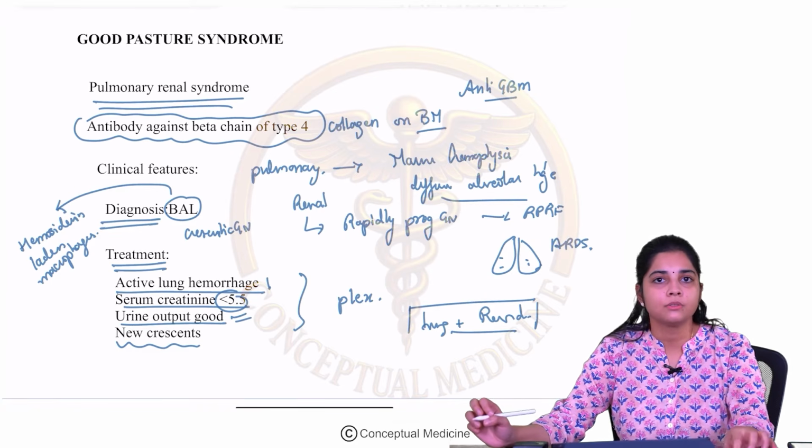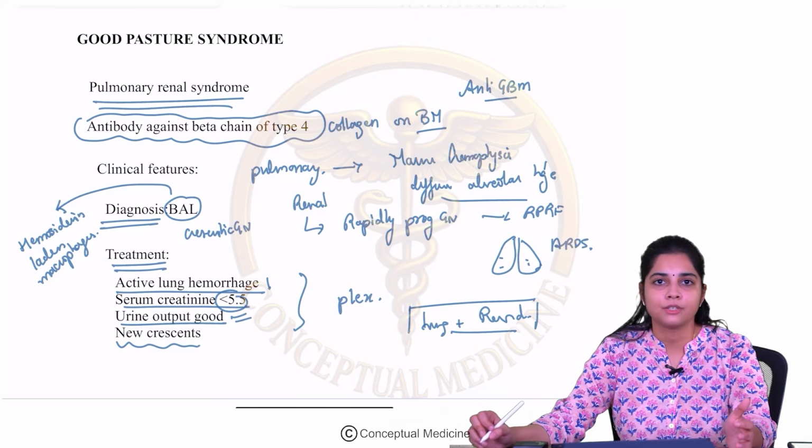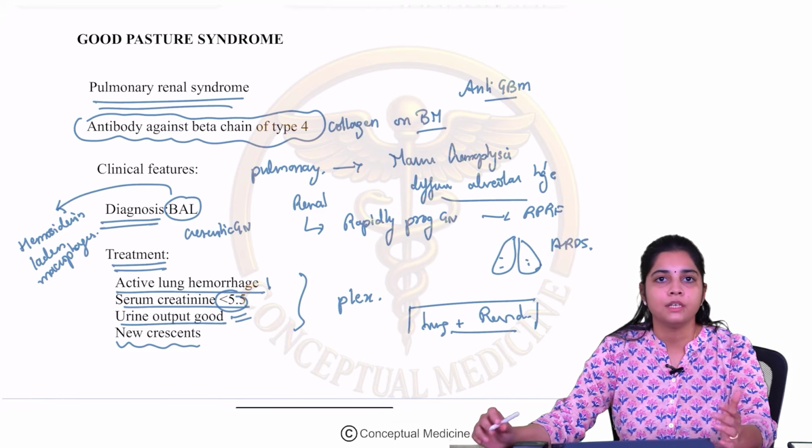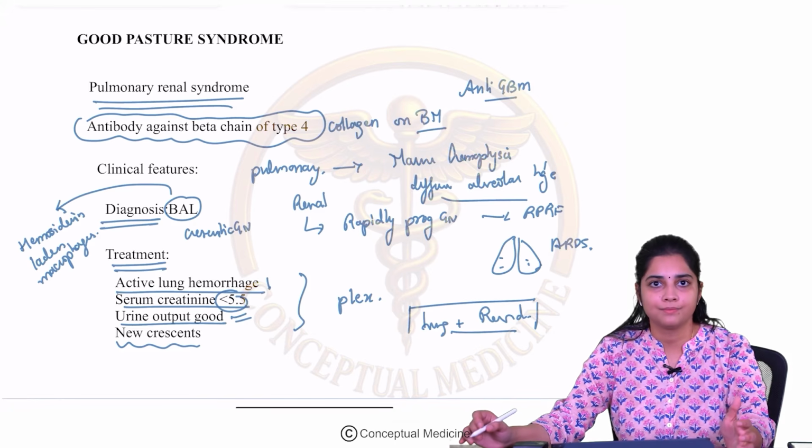So this is about Goodpasture syndrome. With this, we have come to the end of our discussion on nephritic and nephrotic syndromes, and I hope you have understood the approach to glomerular disorders well. Thank you.